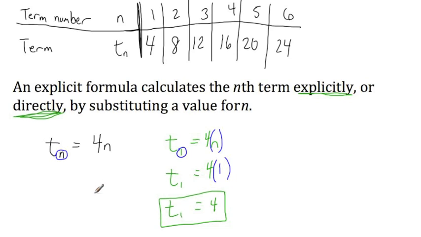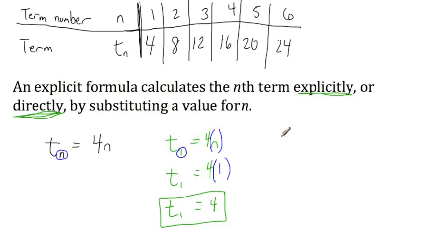You'll find another way that we can represent sequences is using recursive formulas. And with a recursive formula, you have to generate each term in order. You can't go directly to the 100th term. So this is one advantage of an explicit formula. Let's see how that could be used.